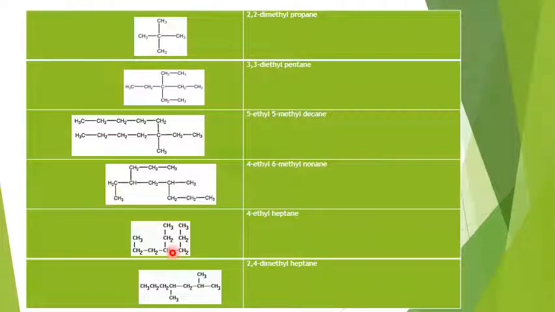All right, last one. The longest chain is straight across. 1, 2, 3, 4, 5, 6, 7, heptane. It has 2 methyls coming off. And the numbering, if you go from left to right, it'd be 4, 6, dimethyl. If you go right to left, it's going to be 2, 4 dimethyl. So we're going to go from right.